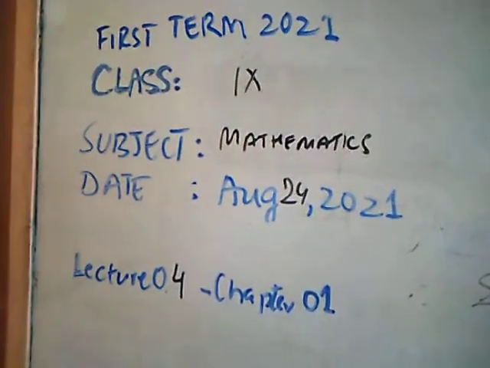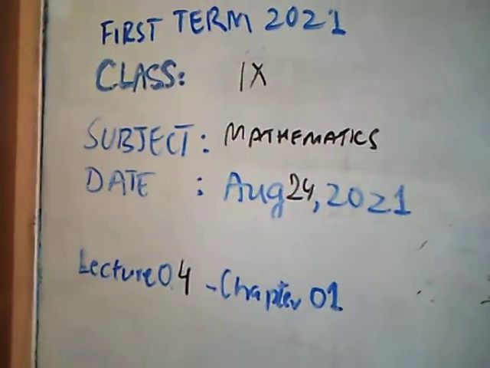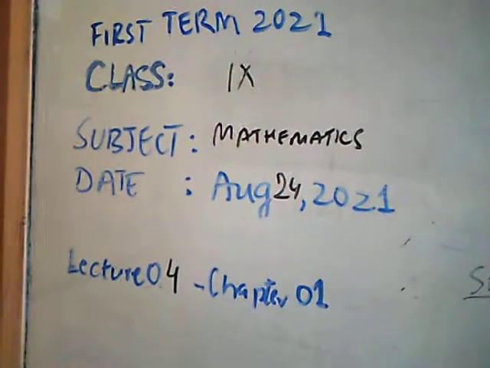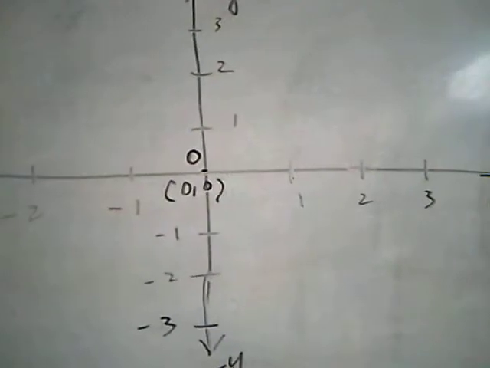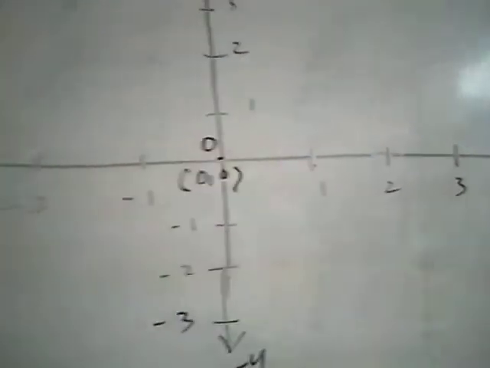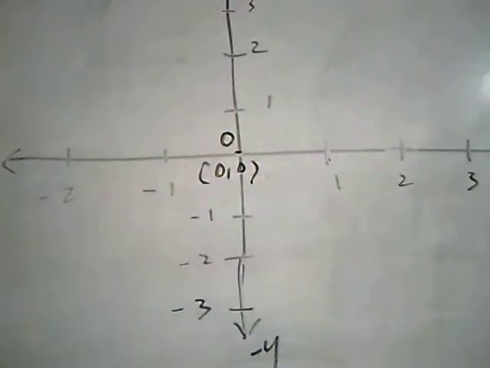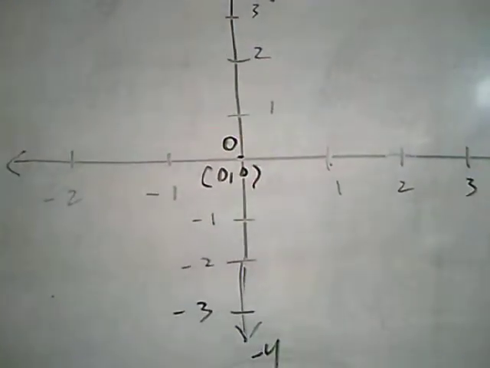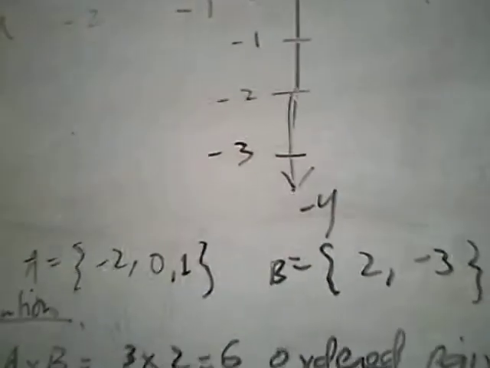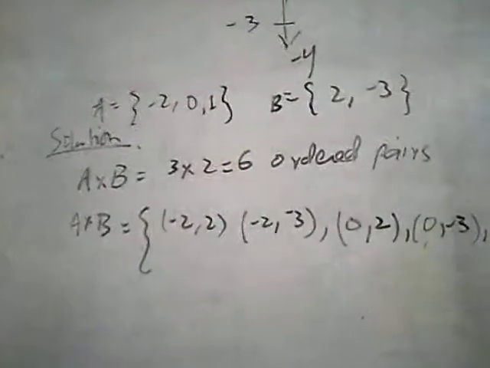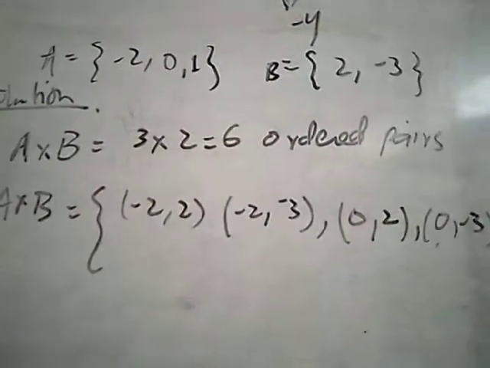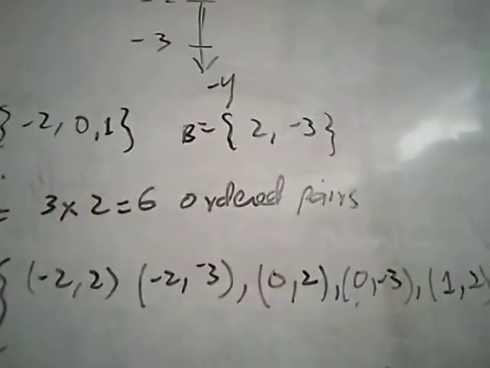In this part we are going to map a Cartesian product, or A cross B, onto the graphical plane. That is, we are going to map A cross B on the Cartesian plane, also known as the Cartesian coordinate system, or simply the XY plane. Take the example of two sets. A is -2, 0 and 1, and B is 2 and -3.